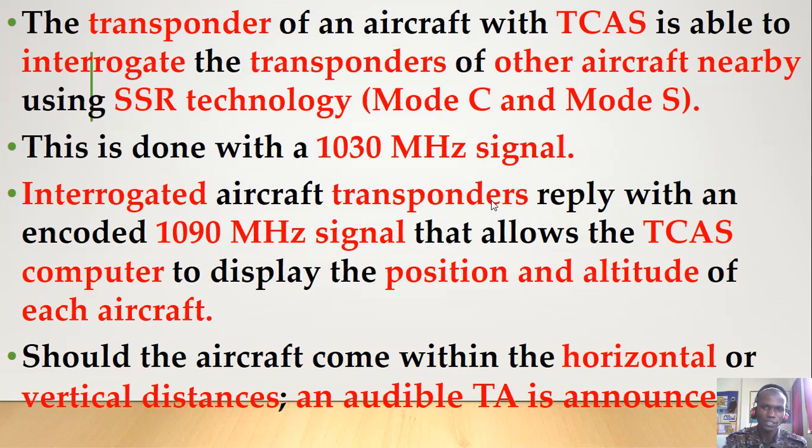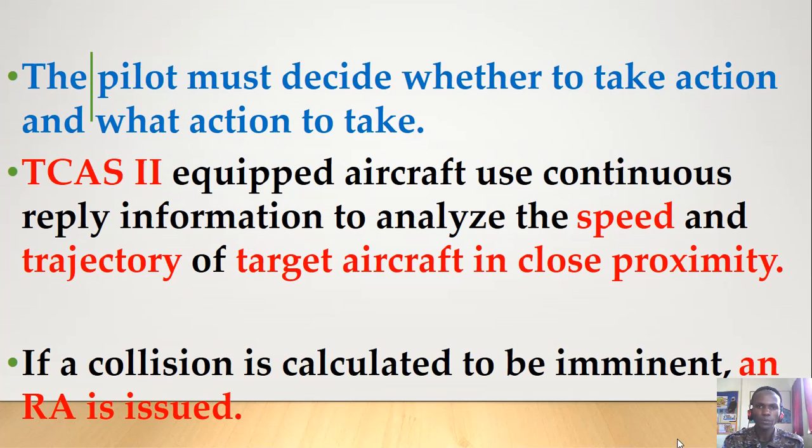That is Mode C and Mode S. This is done with a 1030 MHz signal. Interrogated aircraft transponders reply with an encoded 1090 MHz signal that allows the TCAS computer to display the position and altitude of each aircraft. Should the aircraft come within the horizontal or vertical distances, an audible TA is announced.